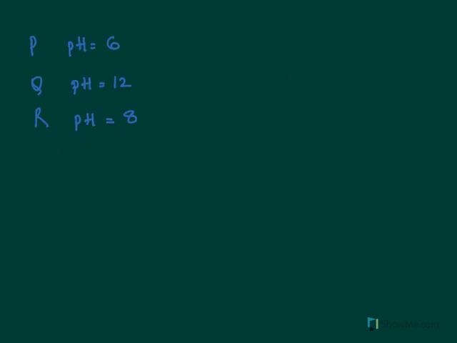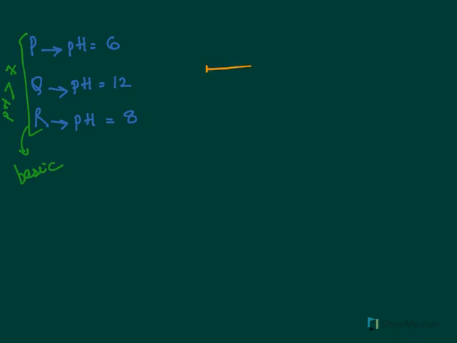Now here again I'm giving you 3 solutions. P has pH 6, Q has pH 12, and R has pH 8. All of them have pH more than 7, so they're all basic. But who is most basic?